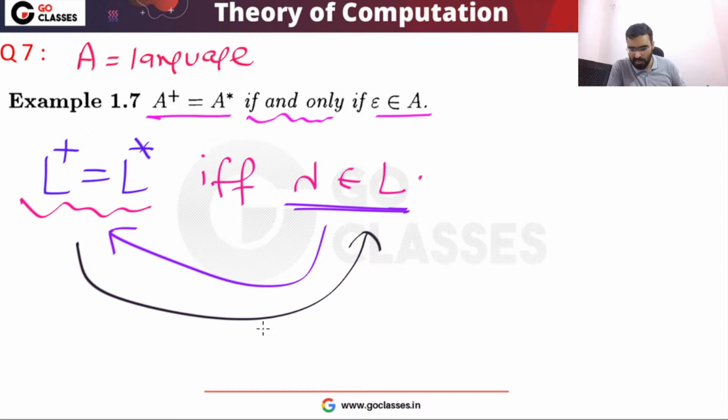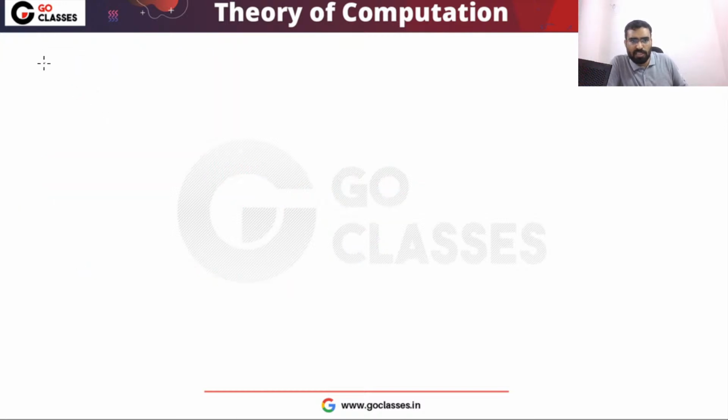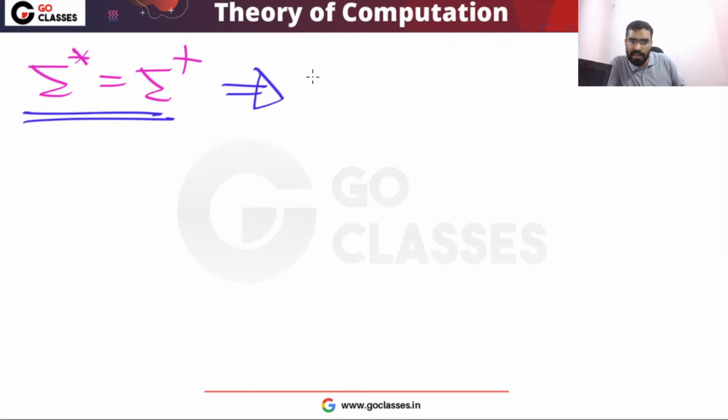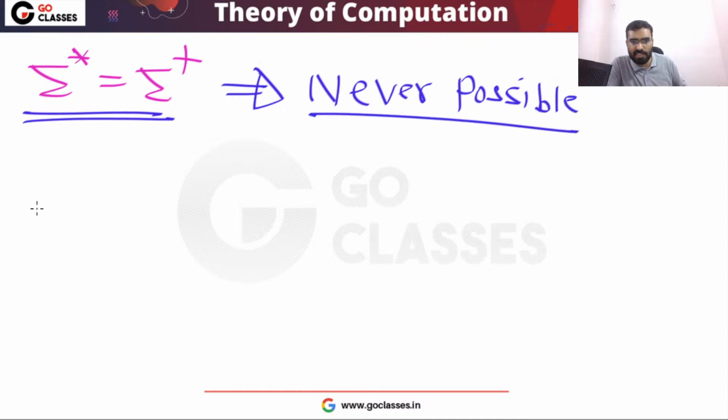Okay, so this is correct. Yes or no? Please tell me. All these are variations. So tell me, what about this one? Sigma star is same as sigma plus. Can it happen? Sigma star is same as L plus, sigma plus. It can never happen, right? It is never possible.